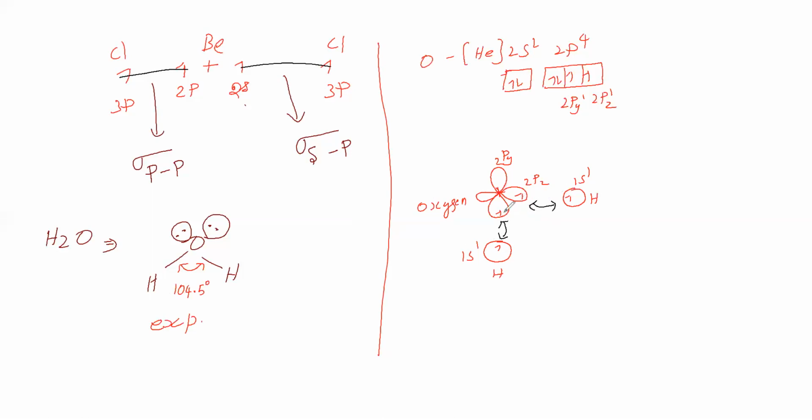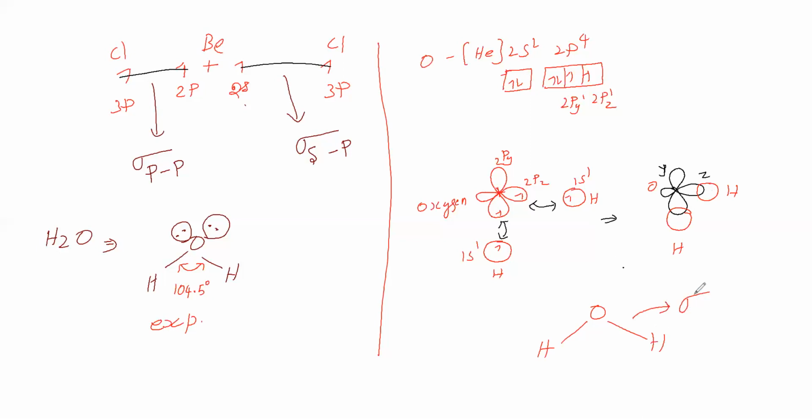So due to overlapping, what result do we see? This is a 2py atomic orbital, and this is a 2pz atomic orbital. They are overlapping with the s orbital of hydrogen. This is oxygen. So overlapping is possible, therefore a bond is created. So oxygen is bonding with hydrogen. Now this is a sigma bond.